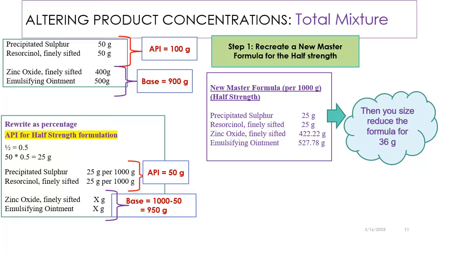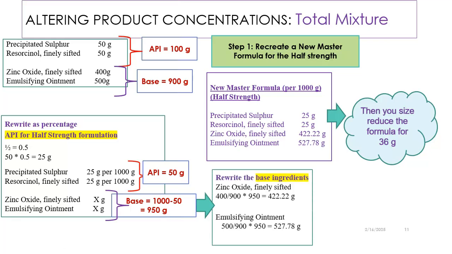The new formulation has the API occupying 50 grams, no longer 100, because it's now half strength. So the base will move from 900 grams to now 950 grams, because that 50 gram taken from the active needs to go somewhere. The formulation has to add up to 1,000 grams. Now, it's very simple ratio and proportion. We are adjusting the quantities for the base, and so you focus on the base only.